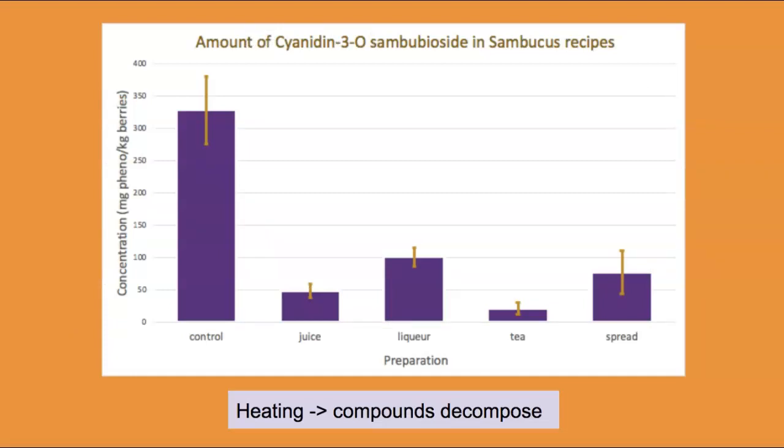This chart shows the level of cyanidin 3-O-sambubioside in the different preparations. Remember that the control involved just crushing the berries and showed a level of over 300 milligrams of the beneficial phenol per kilogram of berries, whereas the preparations, which all involved heating, did lose a level of this common beneficial phenol in the Sambucus. However, despite the heating, the liqueur managed to retain almost a third of this beneficial phenol, and the spread managed to retain almost 25% of the beneficial phenol.